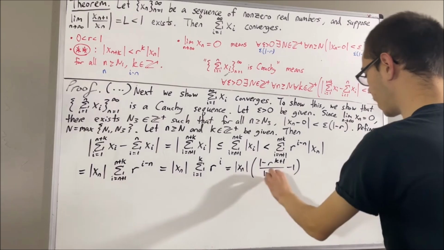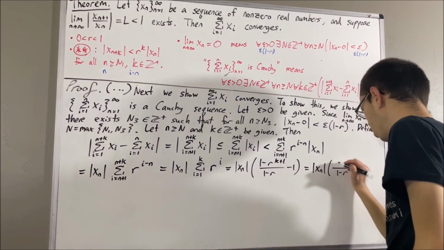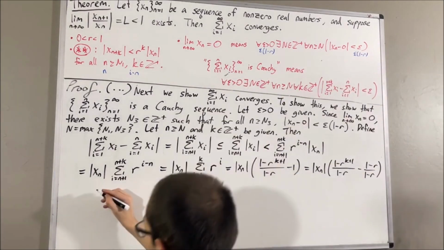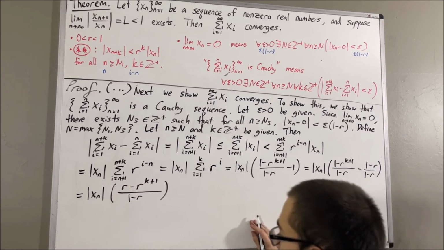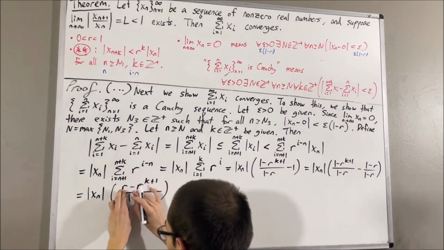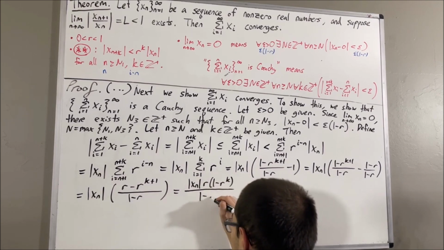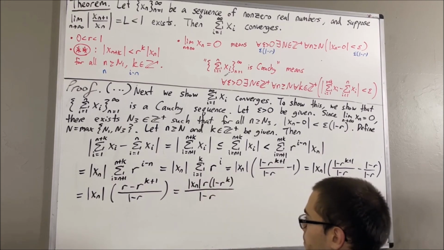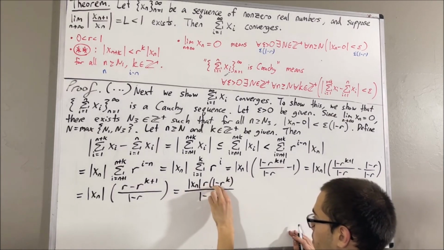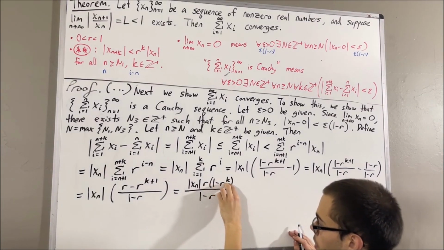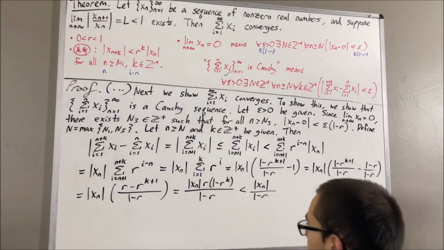But then we can combine these two guys together into a single fraction. So we get this, and then in the numerator, we can factor out an r. So we get this, but then the claim is, if we remove r and 1 minus r to the k, well, that's only going to make this thing bigger. So why does that happen?